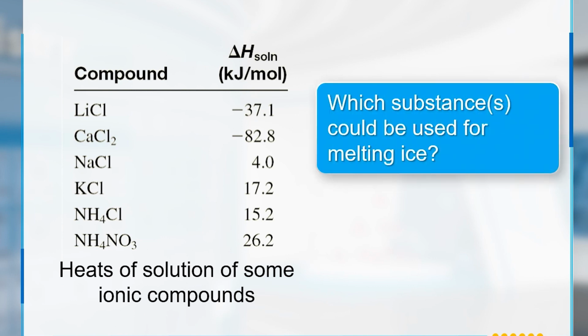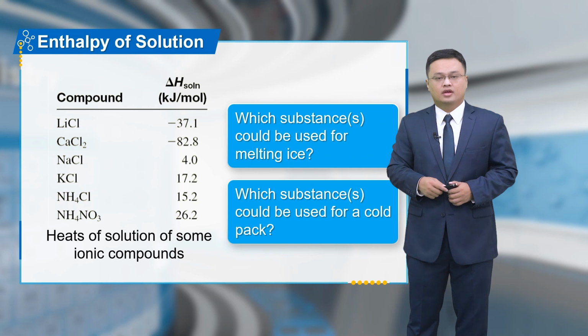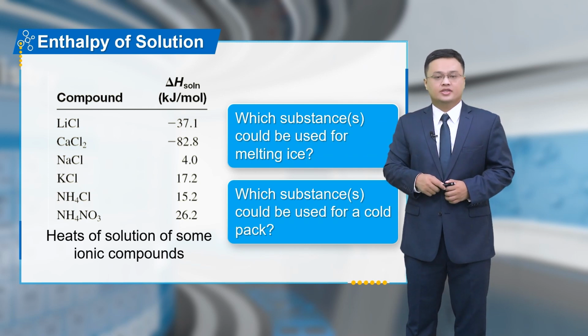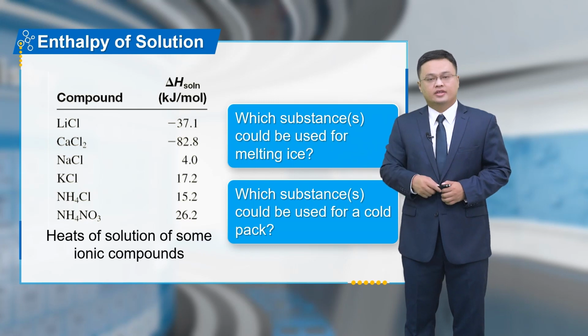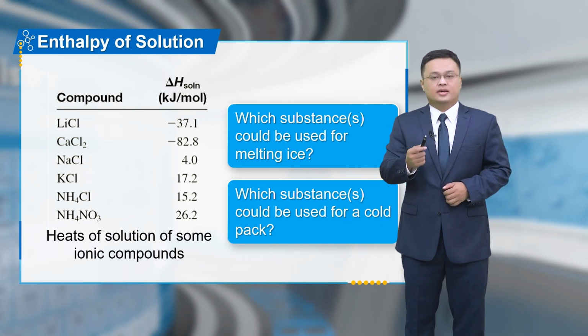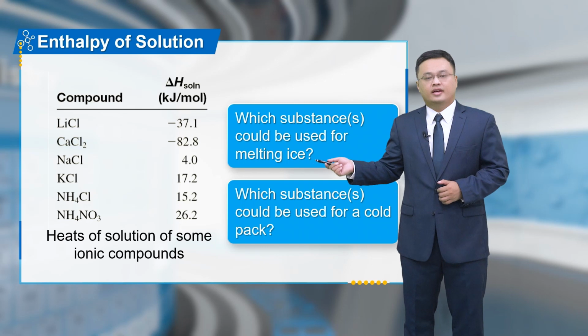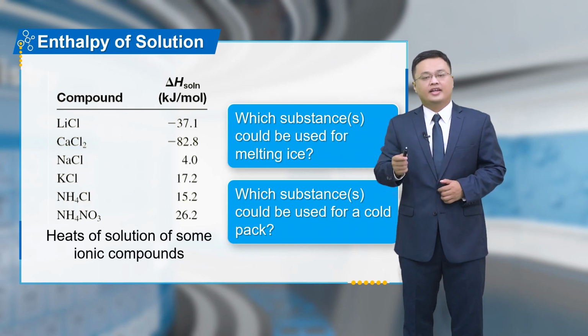So which substance could be used for melting ice and which substance could be used for a cold pack? For melting ice, we need the substance to release a lot of heat when dissolving. Therefore, potassium chloride is an optimal candidate since its delta H value is high and it is not smelly. For a cold pack, we need the substance to absorb a lot of heat when dissolving. So calcium chloride is the optimal choice for its high negative delta H solution and cheap price.